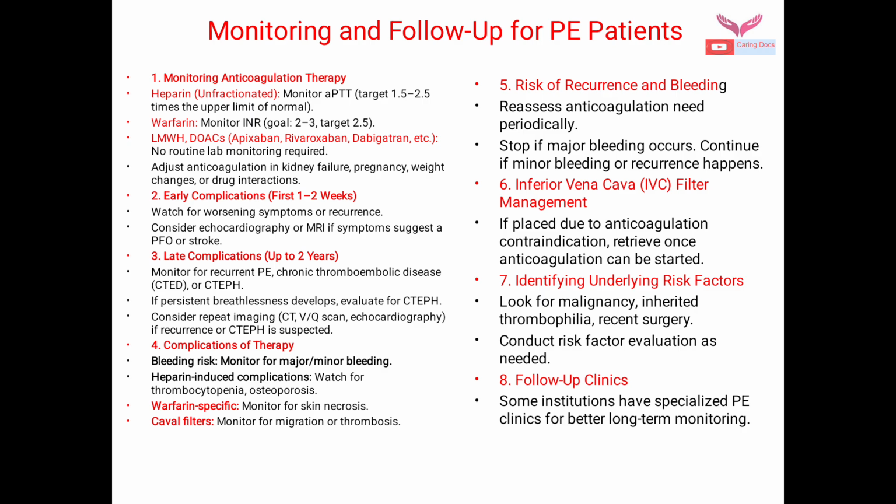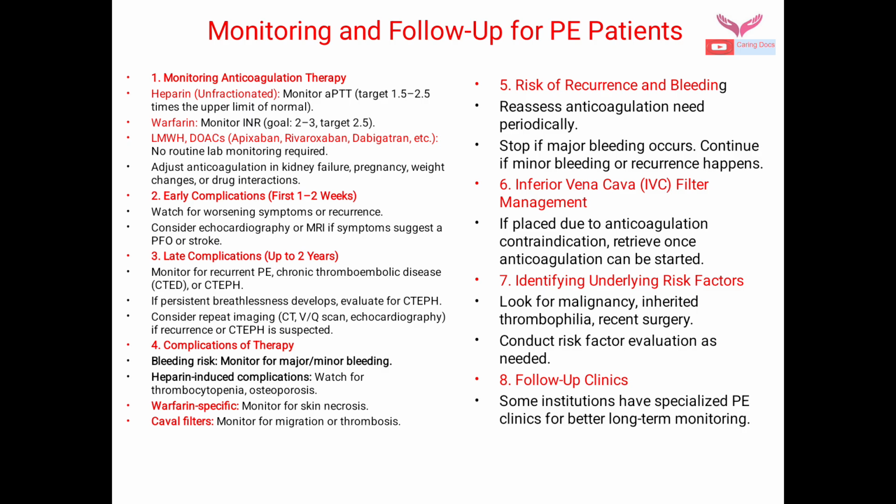If we are giving heparin or unfractionated heparin, we should monitor APTT. Target is 1.5 to 2.5 times the upper limit of the normal. For warfarin, we should monitor INR. The goal is 2 to 3, target is 2.5. For LMWH, and the direct oral anticoagulants like apixaban, rivaroxaban, dabigatran, no routine lab monitoring is required. Adjust anticoagulation in kidney failure, pregnancy, weight changes, or drug interaction.